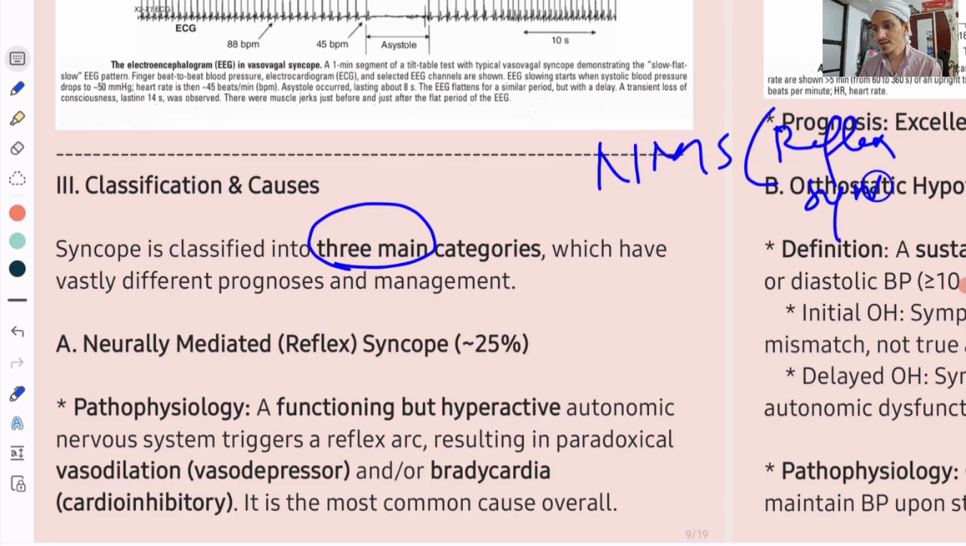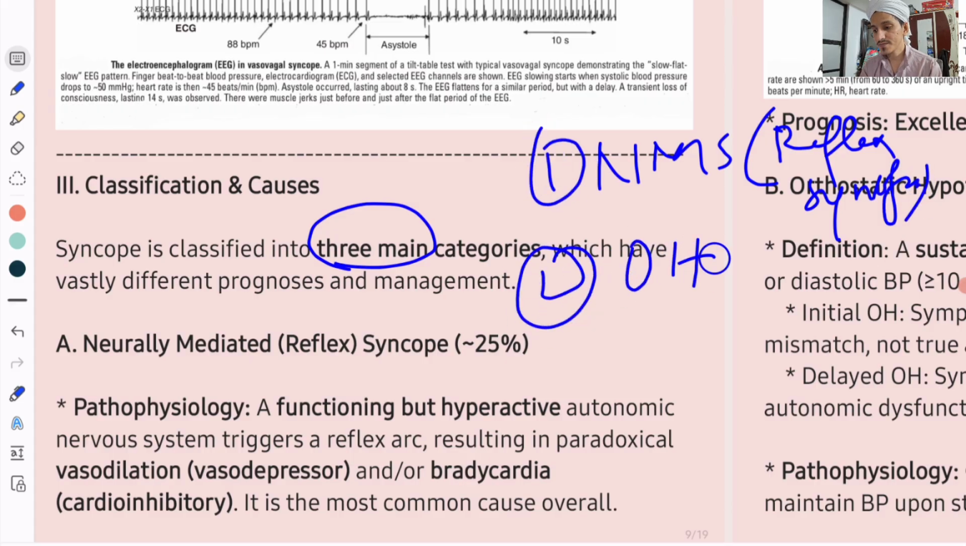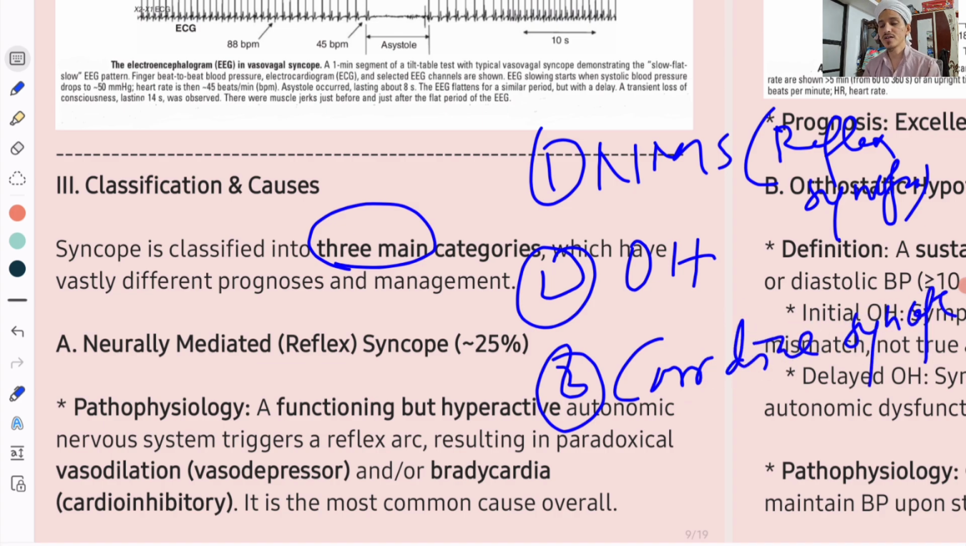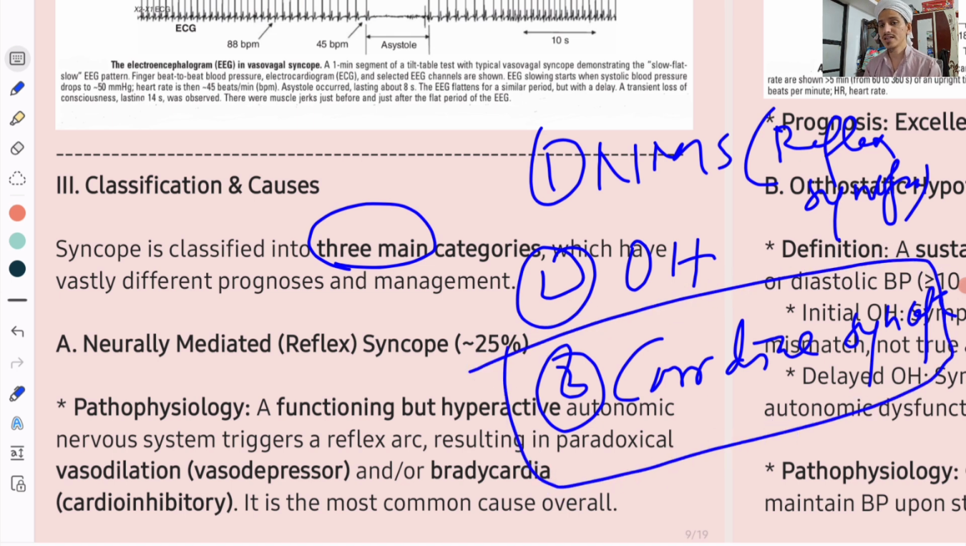Okay, second one is orthostatic hypotension. Third one is cardiac syncope. So this is important. Why? We are evaluating a case of syncope in order to know whether there is any cardiac cause for the syncope, so that it is treated. Otherwise the patient will have long term mortality for that. So the whole stuff we are doing is to rule out any life threatening cardiac cause of syncope.